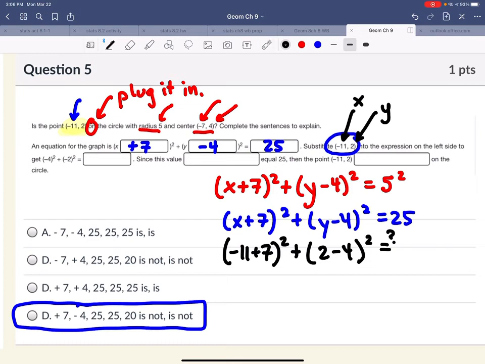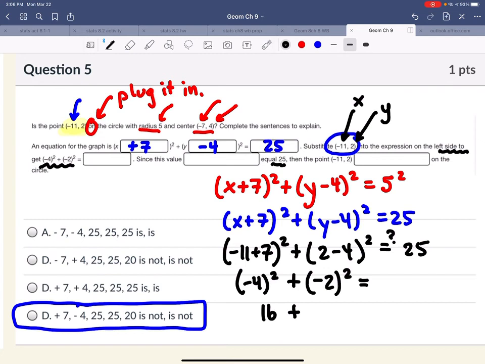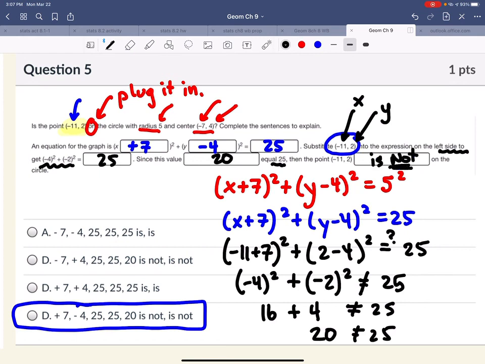I don't know whether this is equal. I'm going to ask if the left side is equal to the right side, which is 25. It says I end up getting -4 squared plus -2 squared. So let's try that out. 11 plus 7 is -4, so we would agree. And 2 minus 4 is -2, so we would agree. Let's see what that's equal to. -4 times -4 is 16, -2 times -2 is 4, and I get 20. And 20 is not equal to 25. So I put them equal to 25, but since the value 20 is not equal to 25, I have to say that this point is not on my circle.